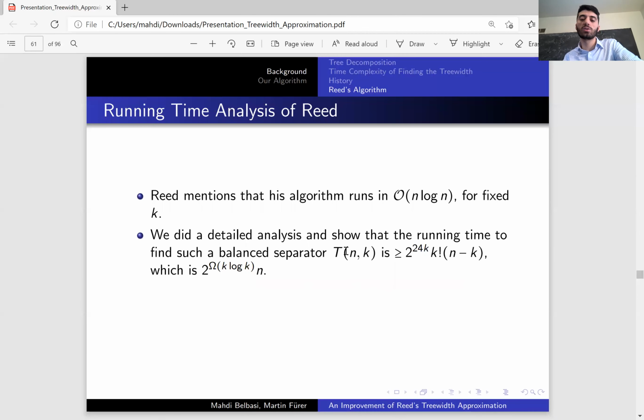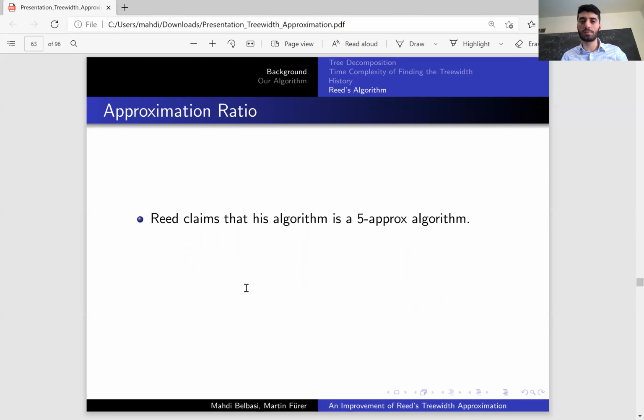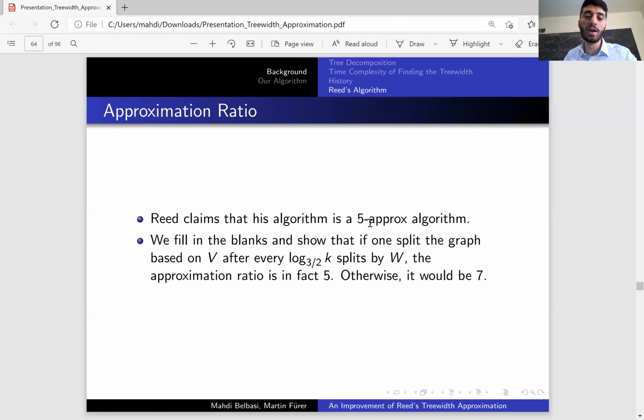But our analysis shows that actually its running time is greater than 2 to the power of 24k, k factorial m minus k, which is 2 to the power of omega k log k n. So 2 to the power of 24k is way greater than k factorial for a small k. So that's a bit misleading. So Reed claims that also his approximation ratio is 5. The approximation ratio of his algorithm is 5, but we show that if you have to do splits by actual volume every log k splits, which is the costly one.